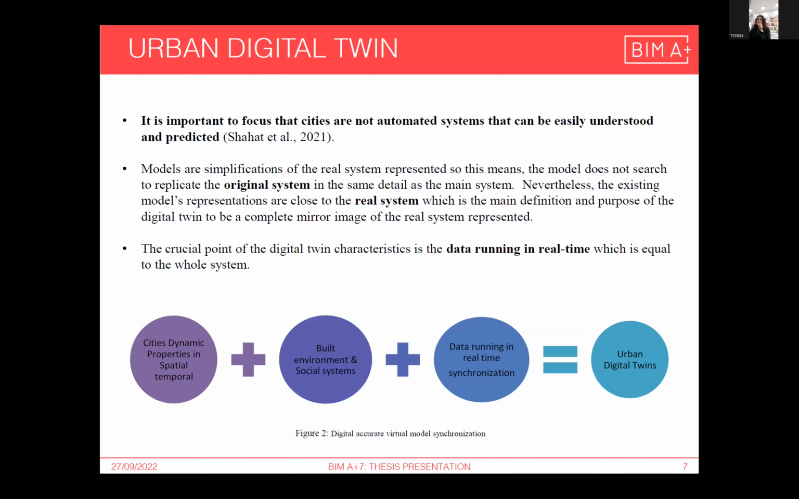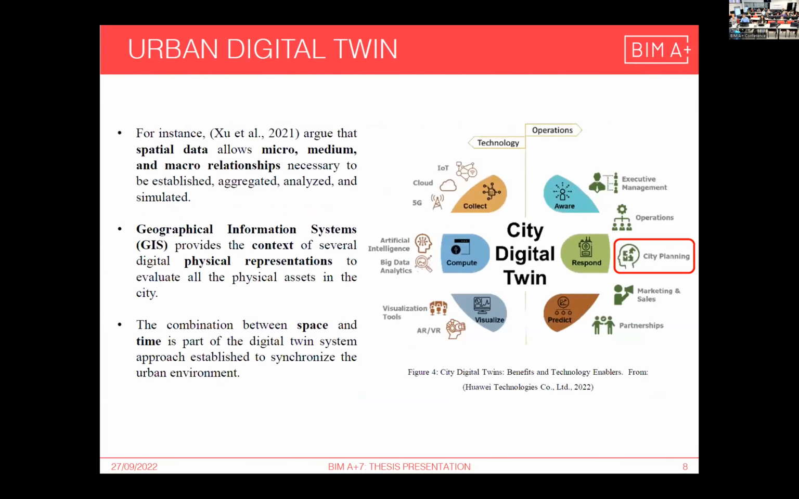It is important to note that cities are not automated systems that can be easily understood and predicted. So that's why we use models that are simplifications of the real system represented. That means the model does not seek to replicate the original system in the same detail as the main system. Nevertheless, the existing model representations are close to the real system, which is the main definition and purpose of the digital twin, to be a complete mirror image of the real system represented. So the crucial point of the digital twin characteristics is the data running in real time, which is equal to the whole system.